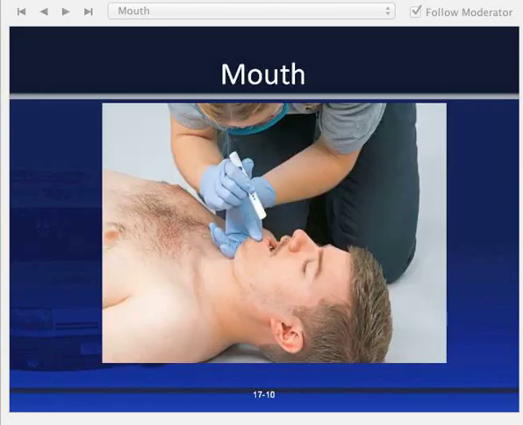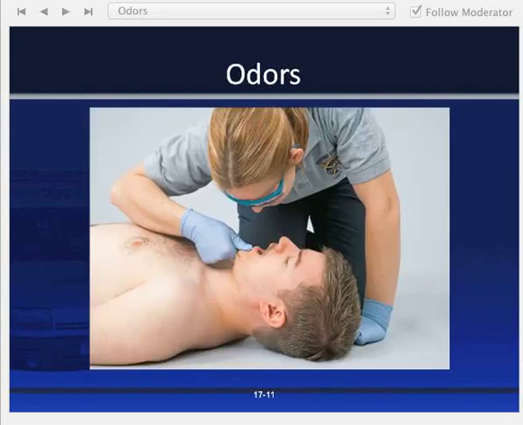When evaluating the mouth, look in the mouth for blood, vomitus, absent, broken, or lost teeth, an injured or swollen tongue, and foreign material. Note the color of the patient's lips and mucous membranes of the mouth. Note any unusual odors that may be occurring from the patient's mouth, body, or clothing.